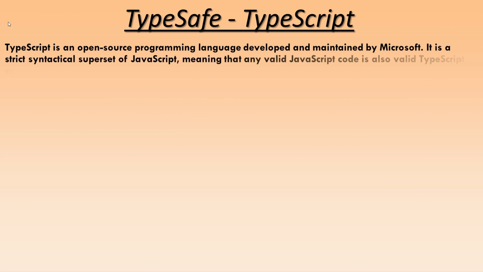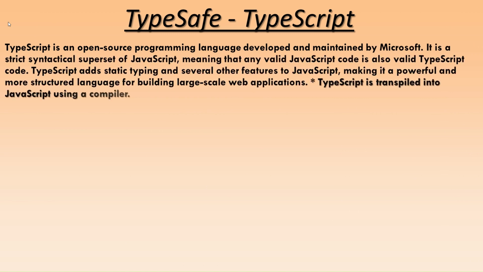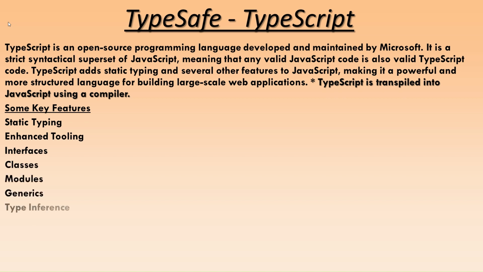TypeSafe TypeScript. So TypeScript is an open source programming language developed and maintained by Microsoft. It is a strict syntactical superset of JavaScript, meaning that any valid JavaScript code is also valid TypeScript code. TypeScript adds static typing and several other features to JavaScript, making it a powerful and more structured language for building large-scale web applications. TypeScript is transpiled into JavaScript using a compiler.